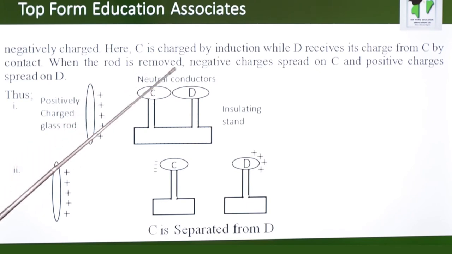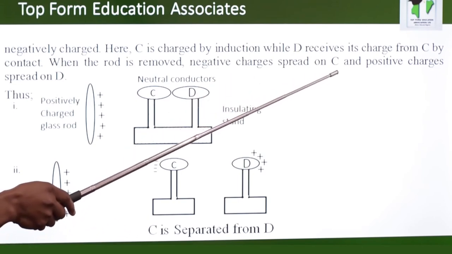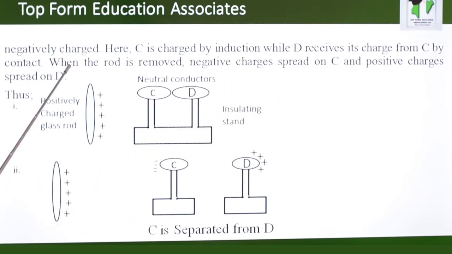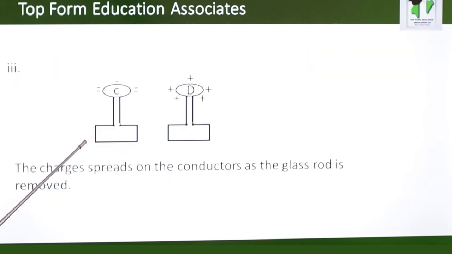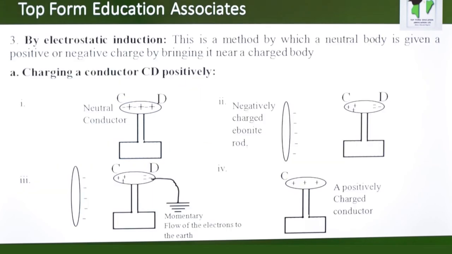So when the rod is removed, negative charges spread on C and positive charges spread on D. You can see it here. The rod has been removed entirely from both conductors, and then the negative charges will spread here, while the positive charges will spread on D. The charges spread on the conductors as the glass rod is removed. So with this, you have charged this conductor D to have only positive charges, while you have charged conductor C to have only negative charges. Now we have another way of producing charge by electrostatic induction.